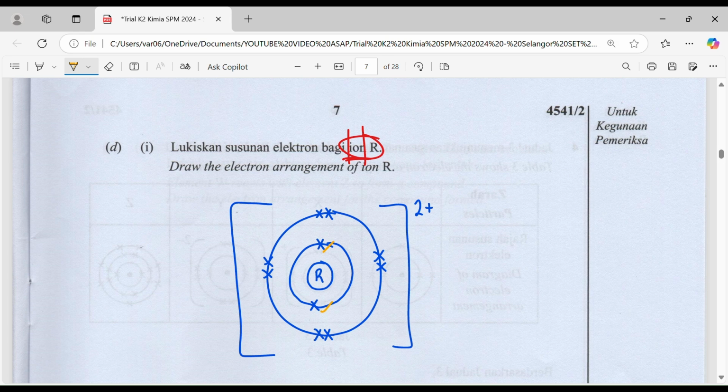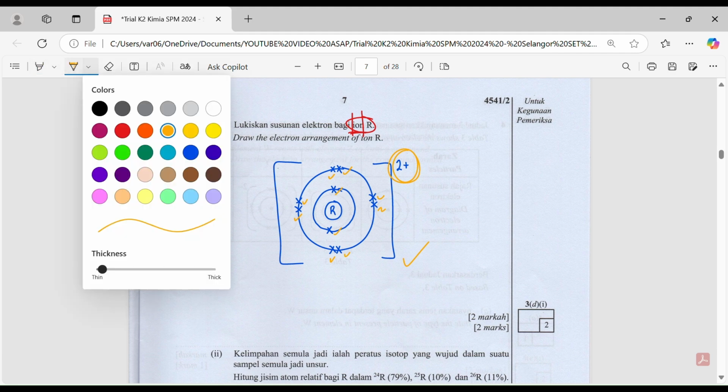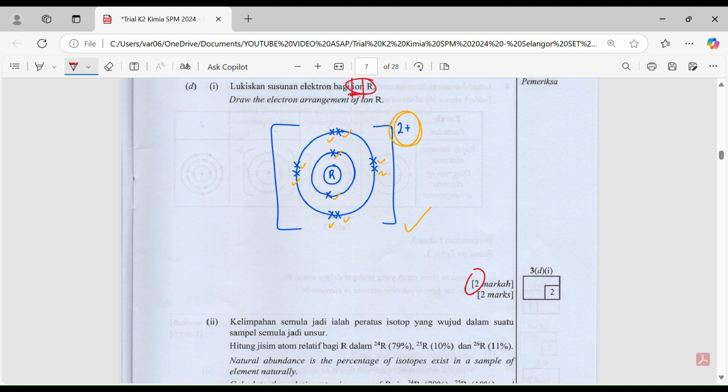We have the first shell with 2 electrons. Second shell, you have 8, right? And yes, you don't have anything at the last one. Why? Because you gave away 2 electrons, right? So yes, this is how you draw it. Make sure for an ion, you must cover it with this square bracket, as well as have its symbol here at the end, right? Okay. So as simple as that. Let's go to the next question. So simple, easy, 2 marks there.